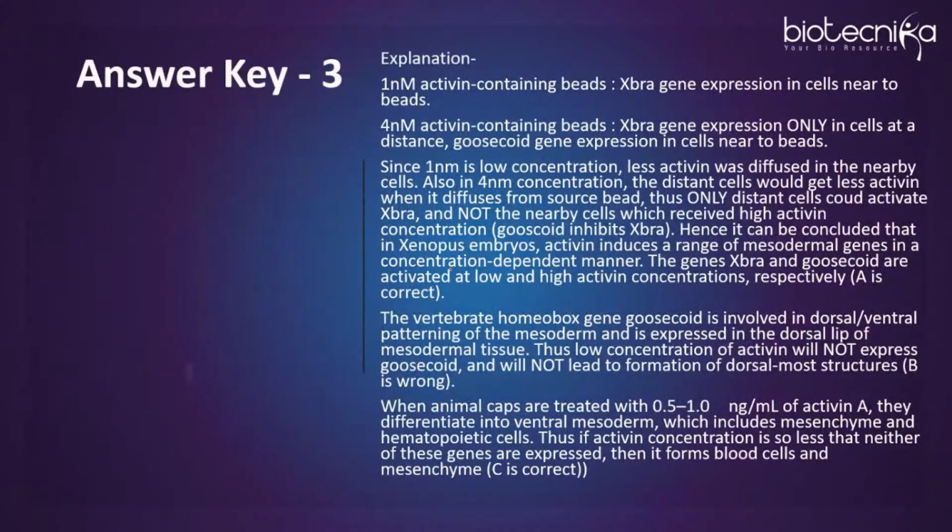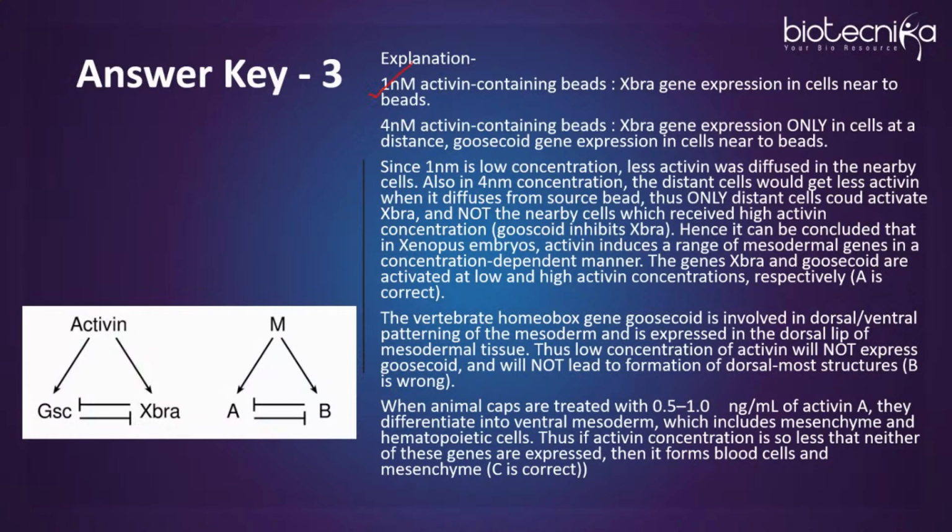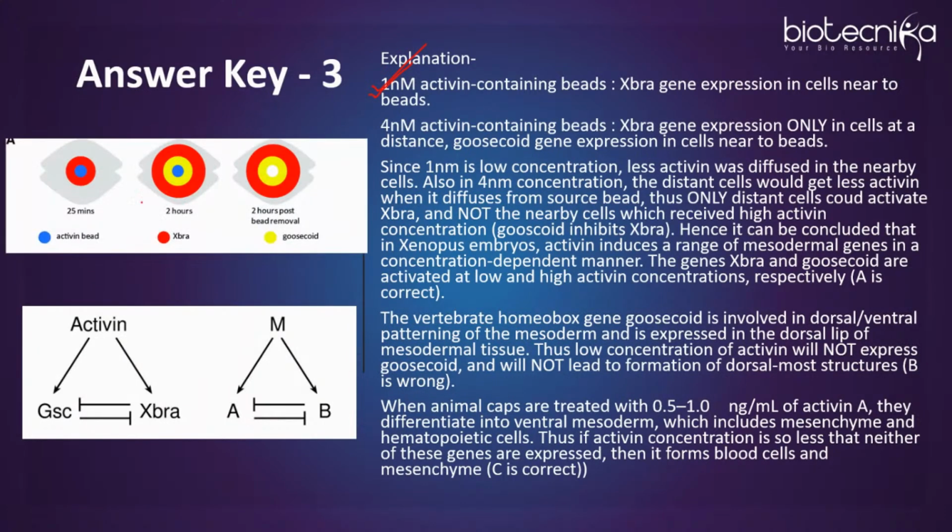Whereas with lower concentration of activin, you will have the ventral phenotype where cells will become vessels and heart. So basically, I've given you the concept, the same thing which is written in the question. What happened in 1 nanomolar, this was the experiment which they did. So this is the activin bead kept in the center. Here there is no activin bead. And this is 2 hours post. This is not the same experiment, but yes, these two experiments are correct.